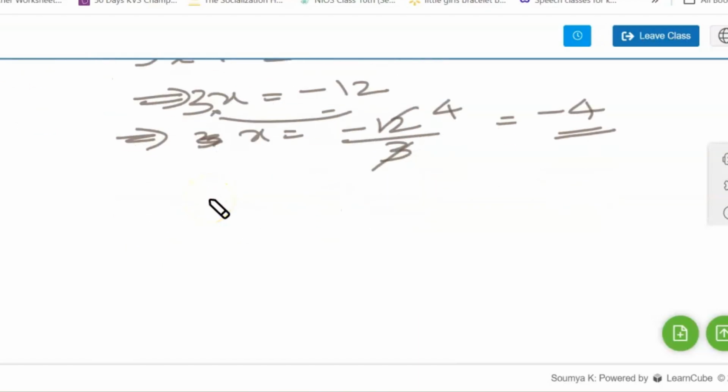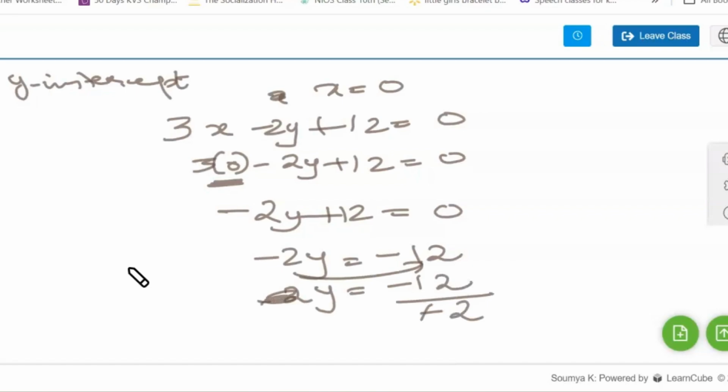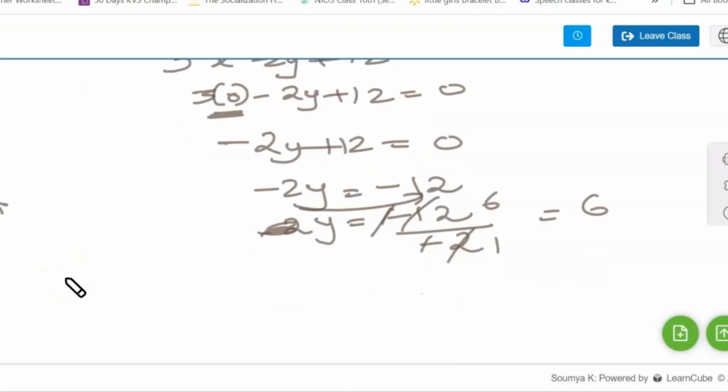For finding the y-intercept, you follow the same method. Let's solve it. This is the equation. Substitute x as 0, so this term becomes 0, and no need to write it. Minus 2y plus 12 equal to 0. Now 12 goes to the other side and turns negative, so minus 2y equal to minus 12. When minus 2 goes below, it is minus 12 divided by minus 2, and 2 6s are 12, so it will be 6. So x value will be minus 4 and y value will be 6.